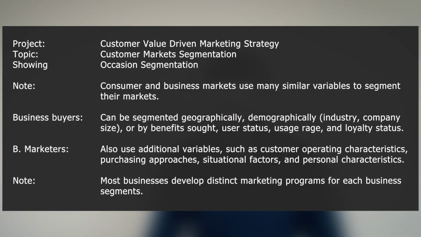Consumer and business markets use many similar variables to segment their markets. Business buyers can be segmented geographically, demographically, by industry or company size, or by benefits, user status, usage rate, and loyalty status. Business marketeers also use additional variables such as customer operating characteristics, purchasing approaches, situational factors, and personal characteristics. Most businesses develop distinct marketing programs for each business segment.